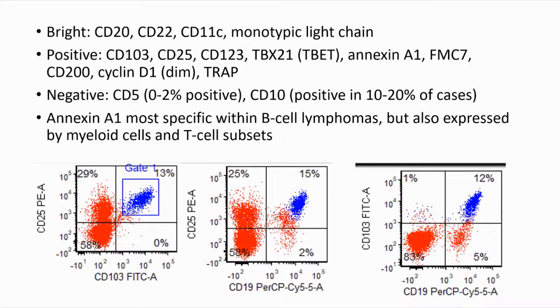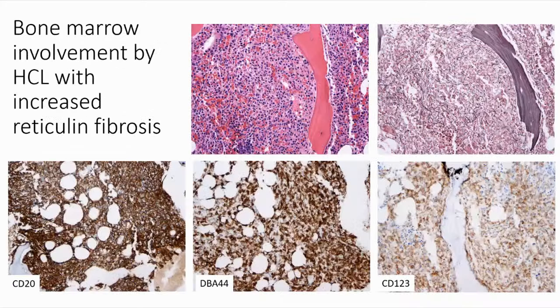In terms of tissue, annexin A1 is very powerful in differentiating from other B-cell lymphomas, very specific, but it will be expressed in other cell types, so not the best for looking at residual disease subsequently. And this is just a classic example of involving the bone marrow. It does induce fibrosis, resulting in a dry tap in most cases. And then you've got expression here shown of DBA44 and CD123.